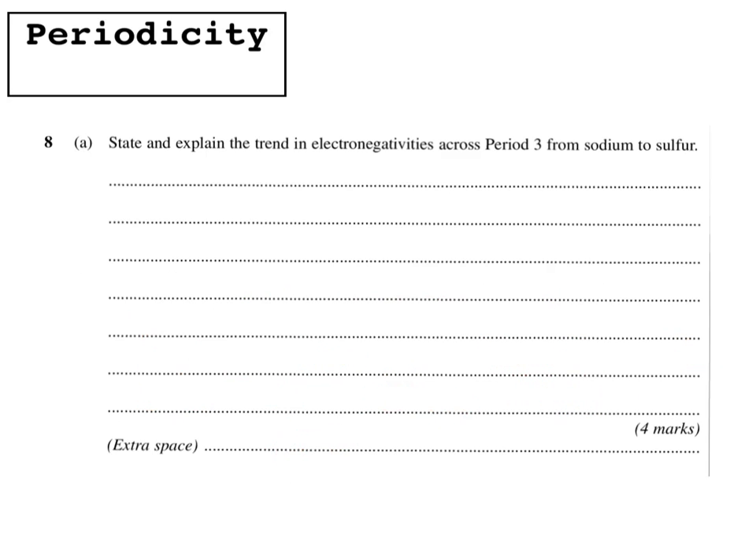Now this question is very much a synoptic question. It's worth 4 marks, but it still comes under the periodicity topic. So it's state and explain the trend in electronegativities across period 3 from sodium to sulfur. So from Chem 1, electronegativity, if you remember, will increase across the period.